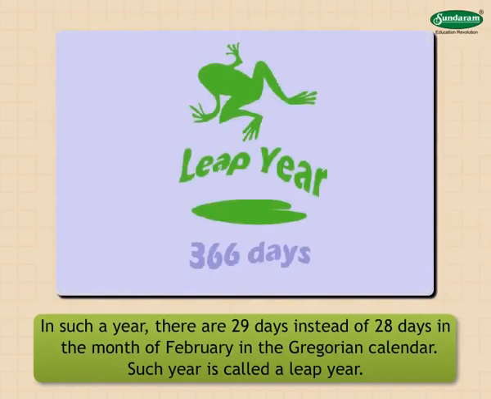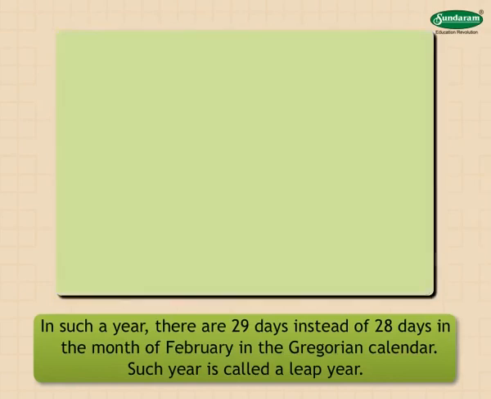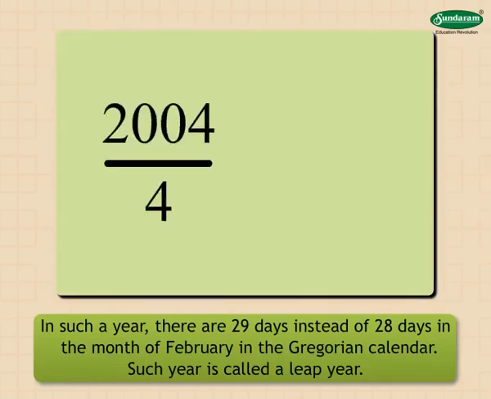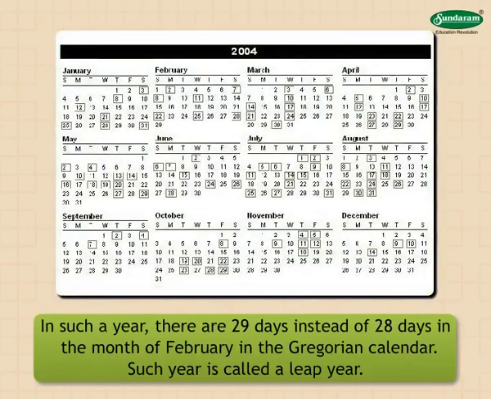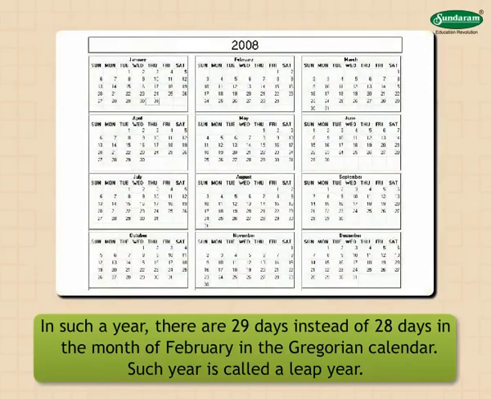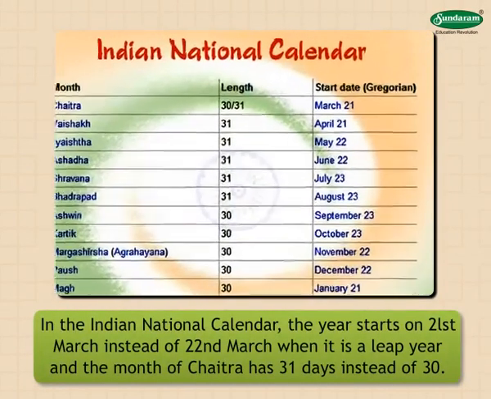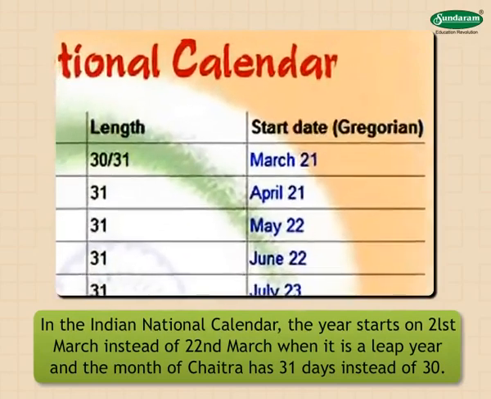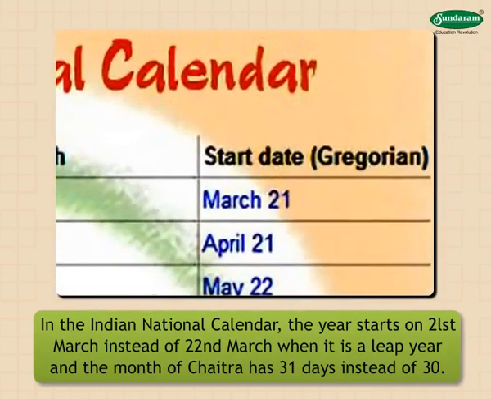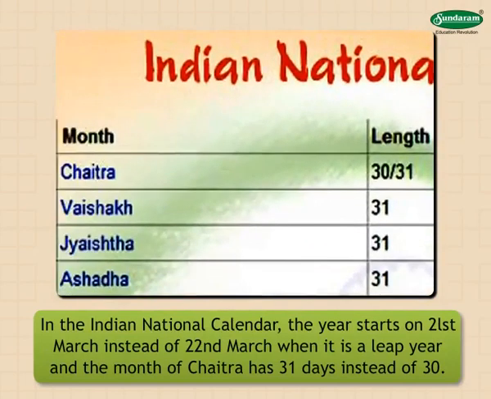A year is considered to be a leap year if that number is completely divisible by 4. For example, 2004, 2008, etc. In the Indian national calendar, the year starts on 21st March instead of 22nd March when it is a leap year, and the month of Chaitra has 31 days instead of 30.